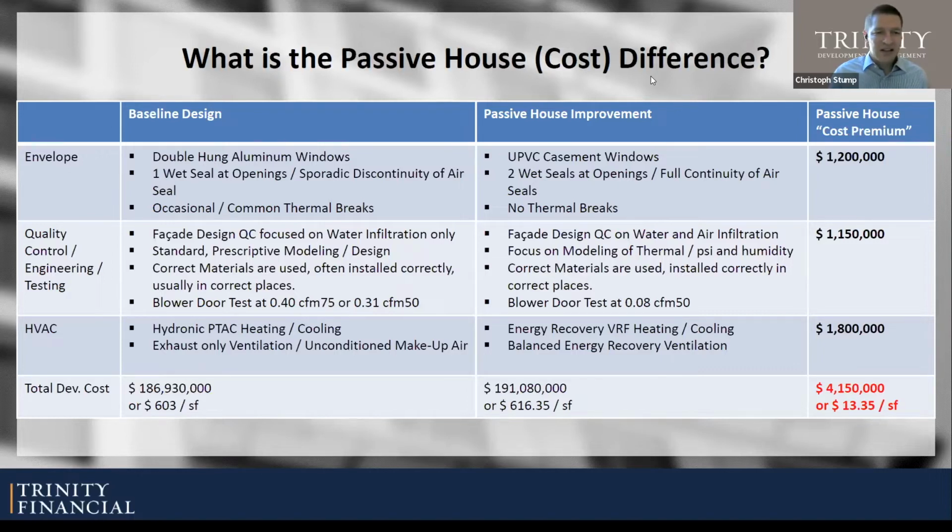So we tallied this up. We did a full estimate of the baseline building, and obviously we have the actual cost of the actual passive house. So 1.2 million on the envelope, similar on quality control and engineering, and 1.8 million on the HVAC. Turns out, total of 4.15 million, or distributed over the square footage of the building, it's $13.35 per square foot.